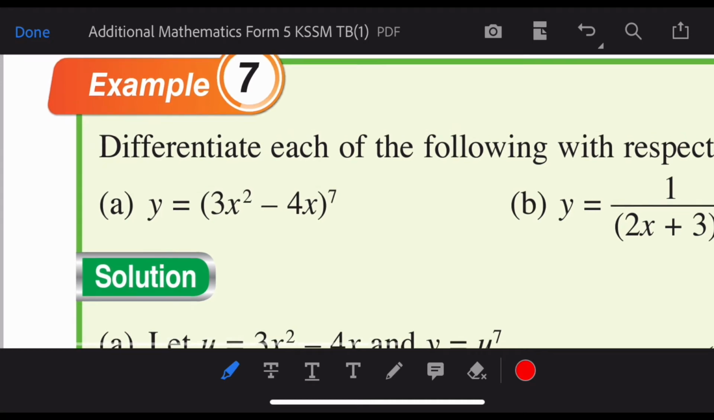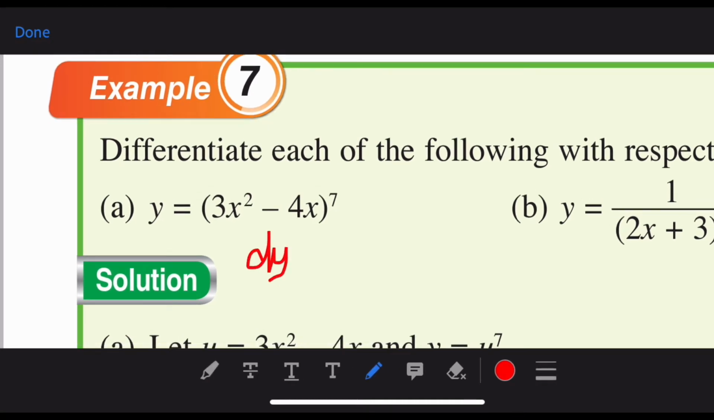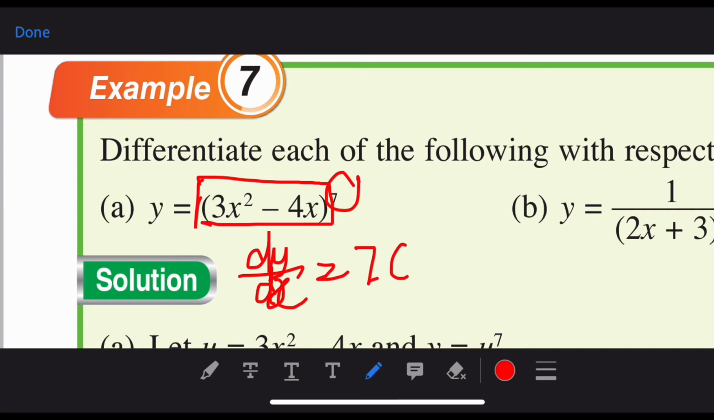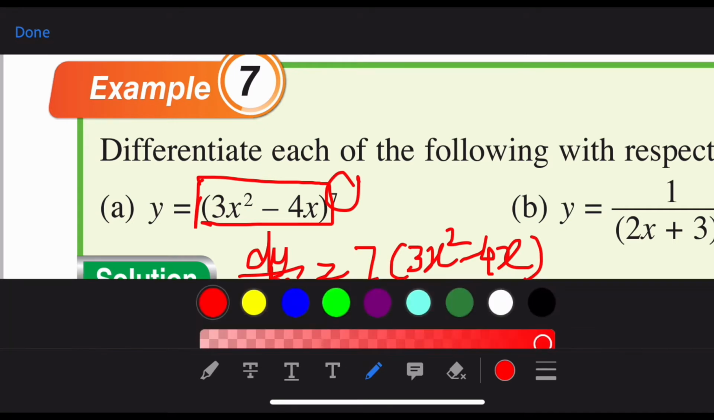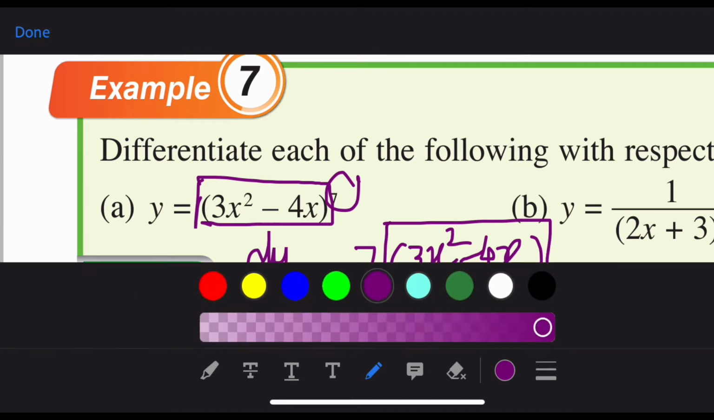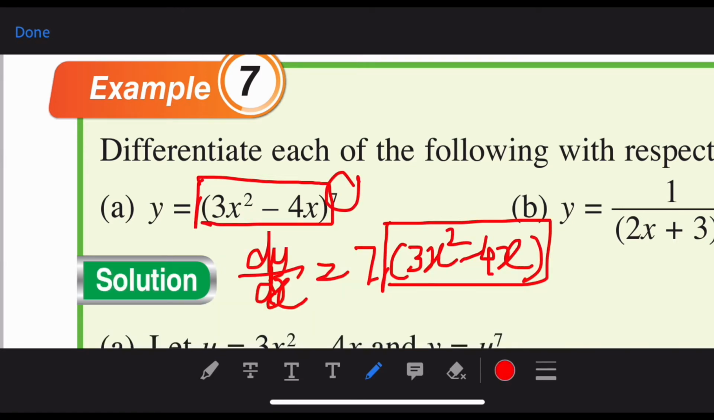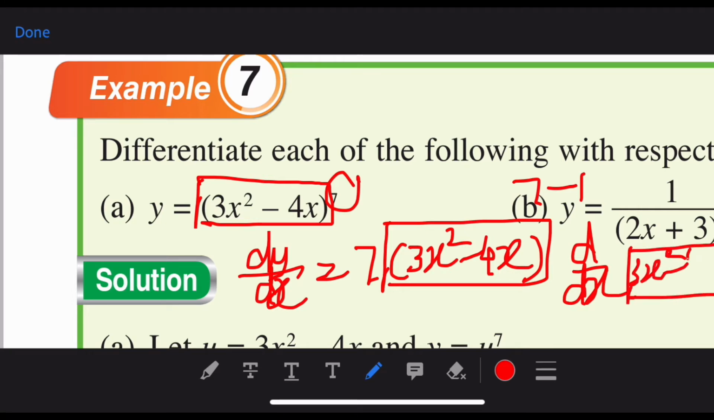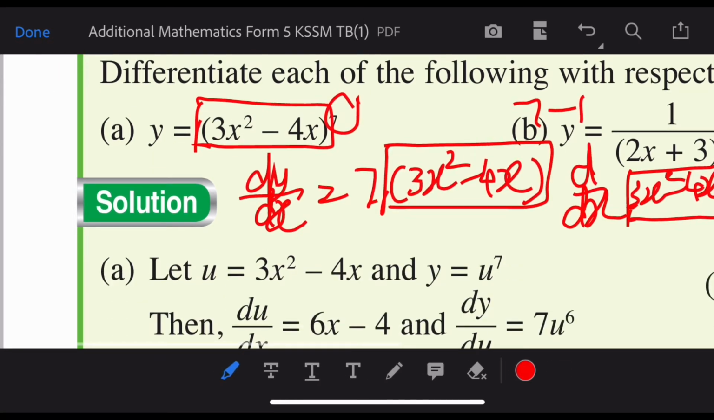So how you do it is actually like this. You want to find dy/dx. So you take the power down, just like just now. This whole thing, you copy the rectangle. Don't do anything, just copy this rectangle. Then you take the power minus 1, this one 7 minus 1. And then you have to differentiate whatever is inside the rectangle. That's how I ask my students to do it so that they won't forget.